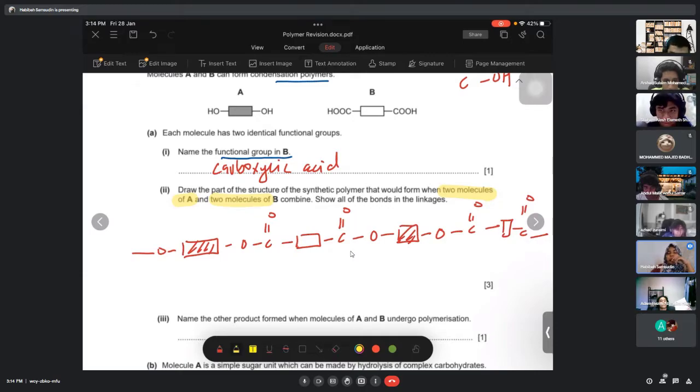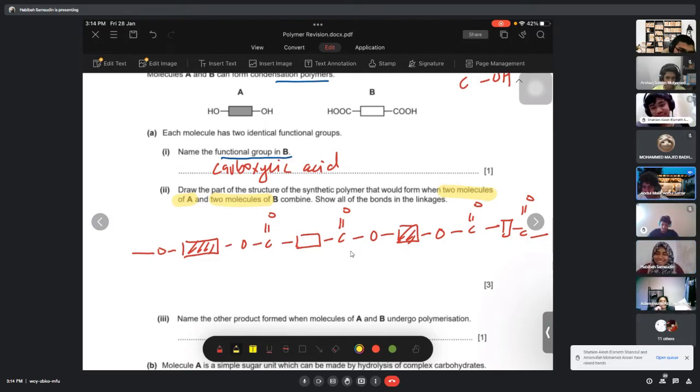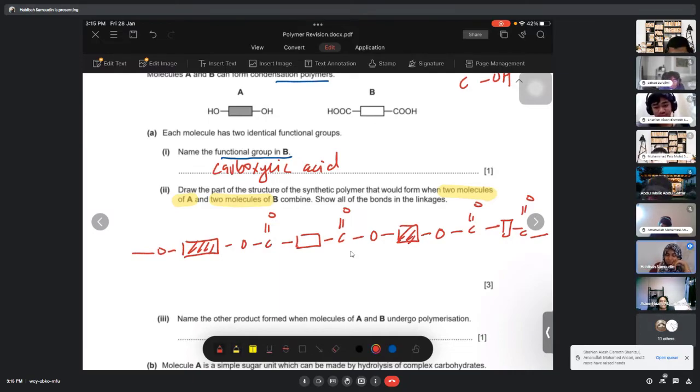Who just drew 1 repeat unit? This one should be 2 repeat units. I drew 2, but there was no space, so I had to remove the whole thing. And you should have plus 2 water.